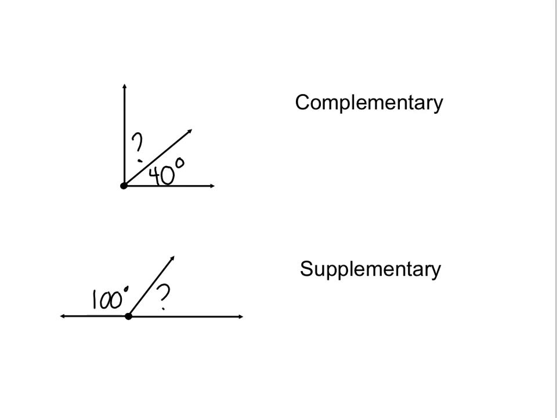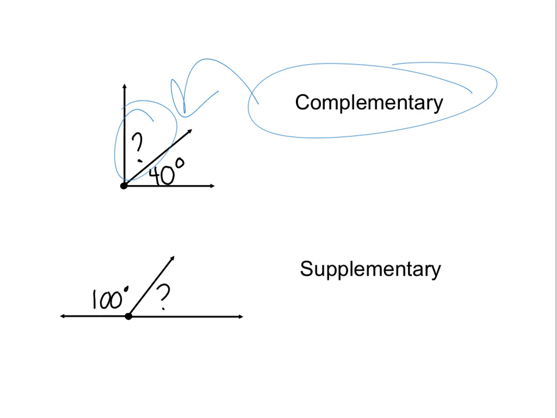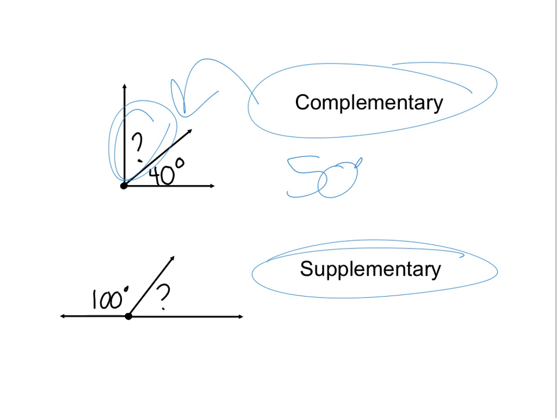Okay, this is in picture form, not in word form. So if I said these are complementary to each other, what would this question mark have to be? Well, we know they add up to 90, so our question mark would have to be 50 degrees. Supplementary means 180, so looking at this picture, if we have one angle, it's 100. What other angle do we have to have in order to be supplementary? It'd be 80 degrees.